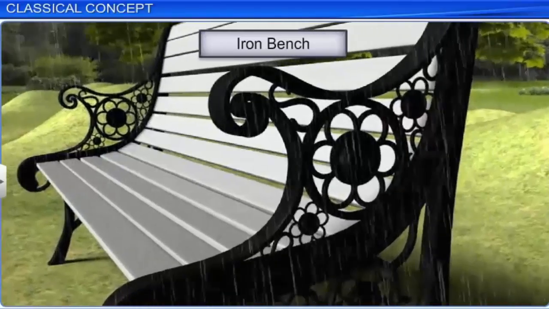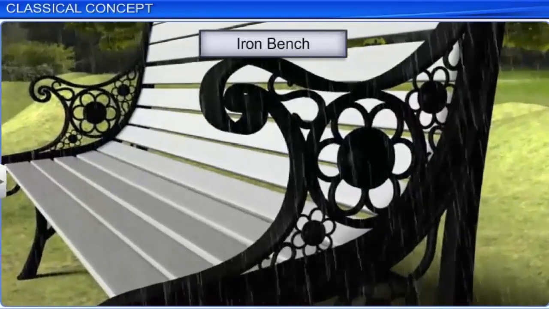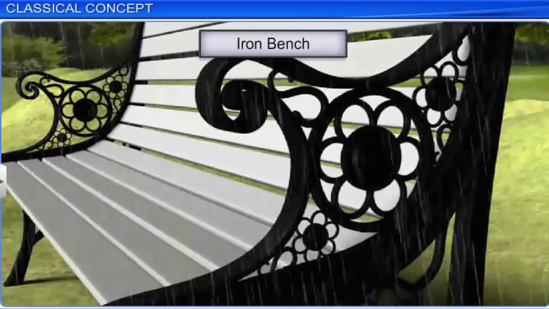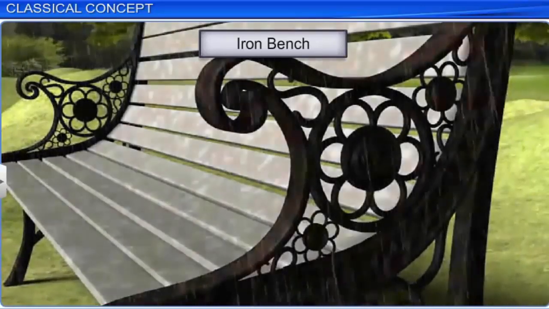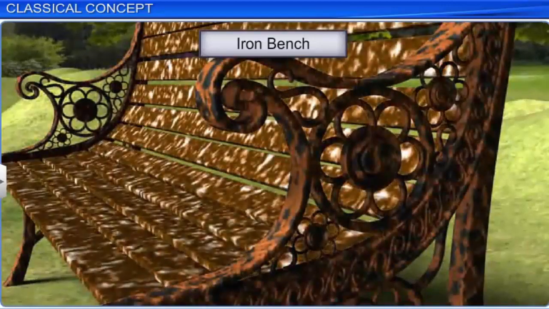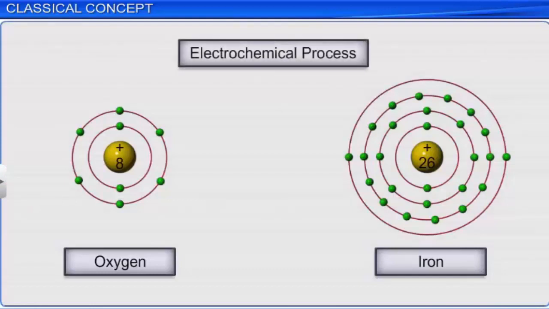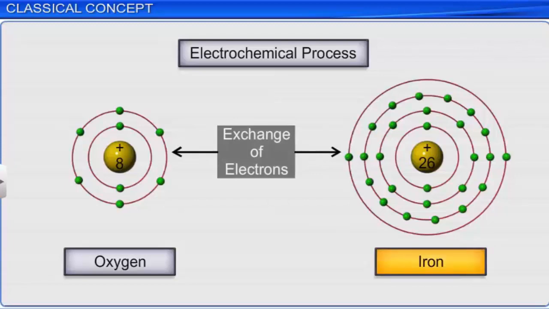Before we begin, let's look at a common chemical reaction, like the effect of water on iron. After a few days, we notice that the iron has rusted. The rusting of iron is an electrochemical process that begins with the transfer of electrons from iron to oxygen.